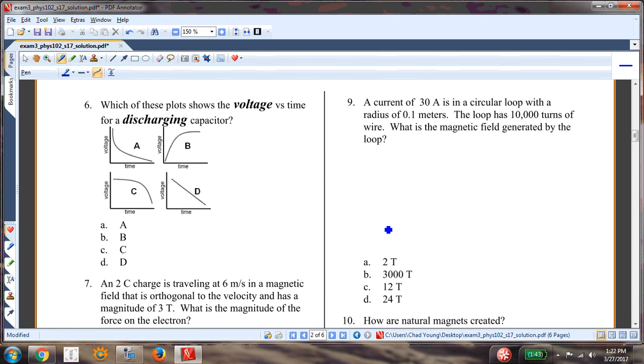Which of these is the voltage versus time for a discharging capacitor? Well, gosh, I think I did that one earlier, so it is going to be A. That's the voltage versus time for a discharging capacitor. If it was a charging capacitor, it would look like this, but it's not. It's discharging. Actually, it looks more like that.